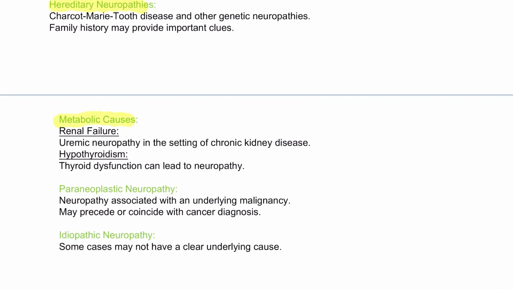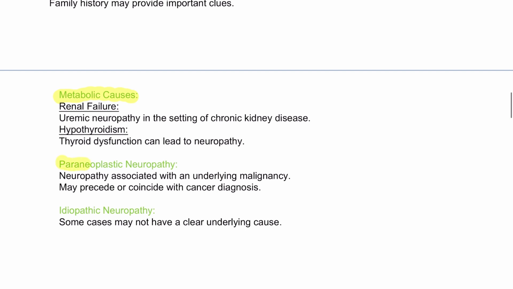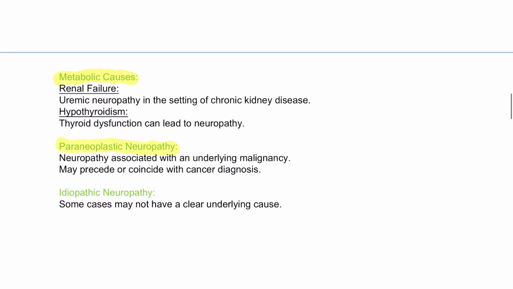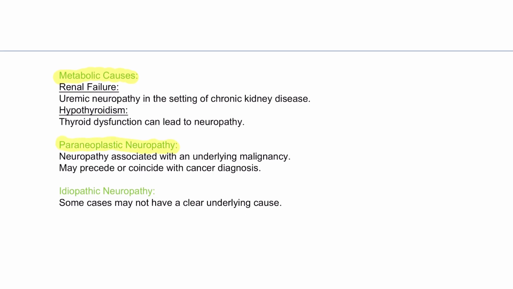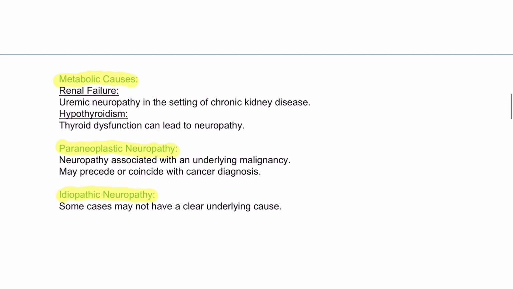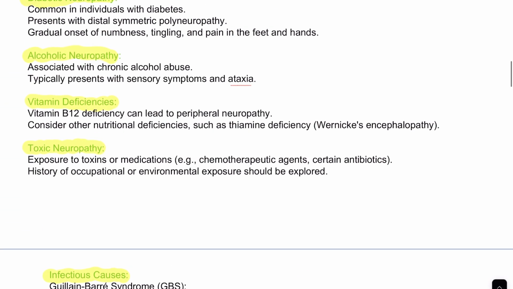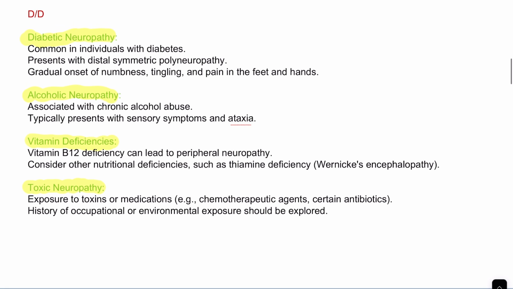Metabolic causes like renal failure and hypothyroidism can also lead to peripheral neuropathy. Paraneoplastic neuropathy: sometimes neuropathy is associated with an underlying malignancy, which may precede or coincide with the cancer diagnosis. And finally, it can be idiopathic neuropathy as well. In some cases, there may not be a clear underlying cause. So I put a lot of differential diagnoses for neuropathy.